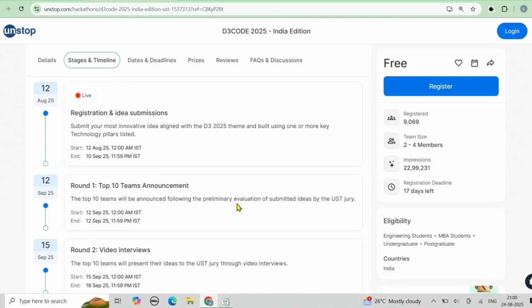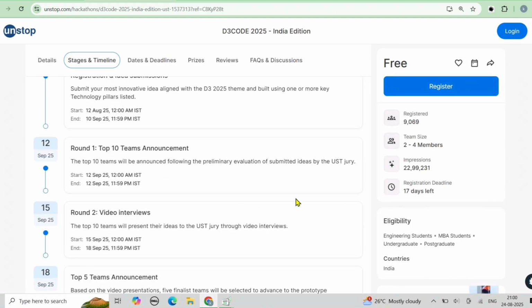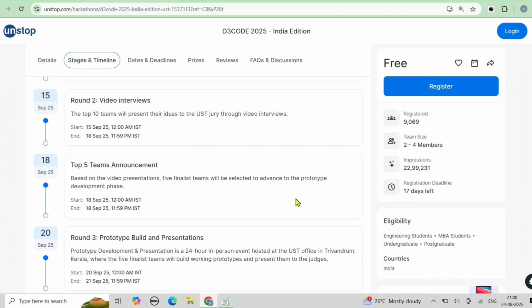The third we have is prototype development and presentation. This is the most intense part, a 24-hour in-person hackathon. The 5 finalist teams will gather to build a working prototype of the idea they have submitted to the D3CODE. Okay, at the end they will be presenting to the judges, and from this round one regional winner from India will be selected.